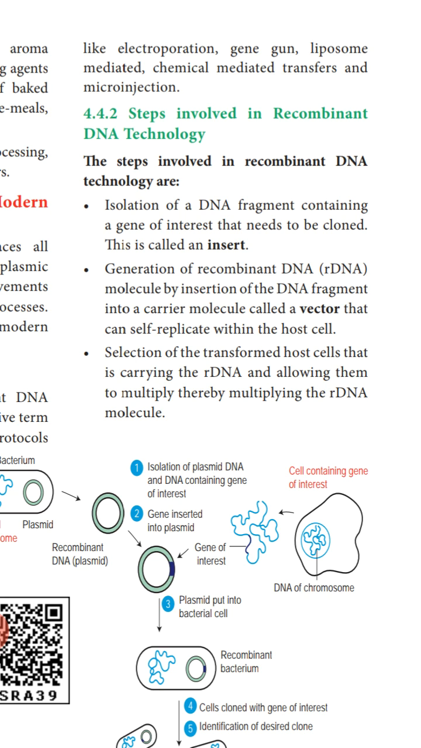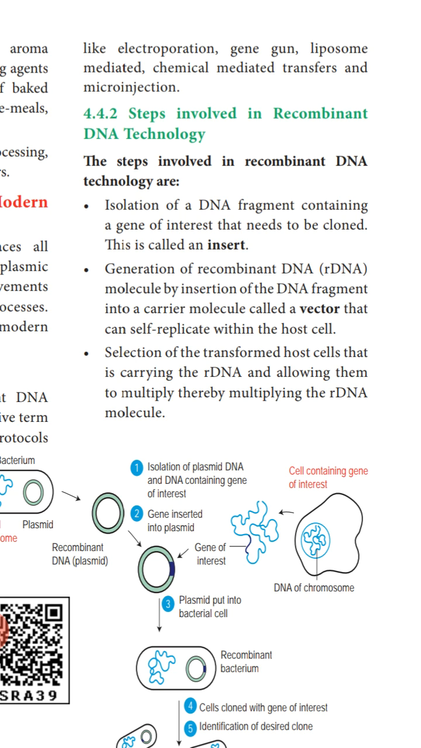First we are identifying, separating and isolating a desired gene from an organism. That desired gene found in an organism has to be cloned, has to be multiplied. So we first identify and isolate that desired gene, and this is called an insert. The desired gene we are going to introduce in another organism is called the insert. Second step is generation of the recombinant DNA molecule by insertion of the DNA fragment into a carrier molecule, that is called a vector.